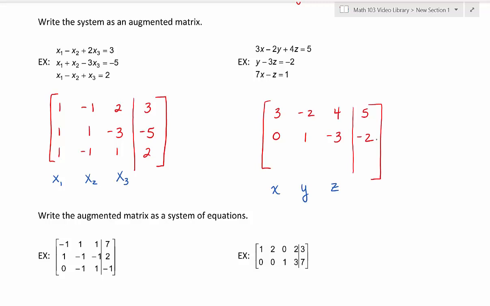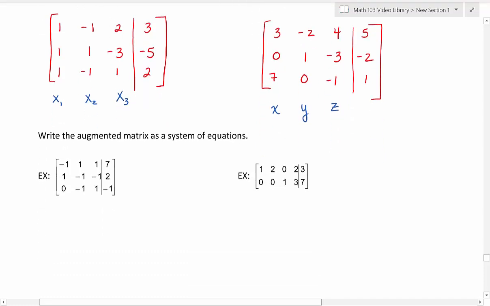In our third equation, you'll notice that there is no y term. So we'll be using a placeholder of 0 in our third row, the second column for the y. So 7x, 0y, minus 1z equals 1.